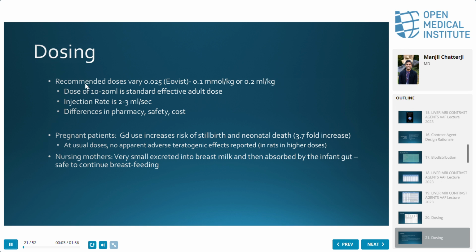Okay, so dosing varies. 10 to 20 is fine. The injection rate is important, obviously. There's differences in pharmacy, safety, and cost. Okay, pregnancy use. This is the take-home point.